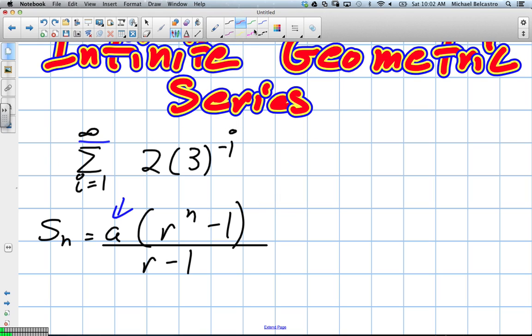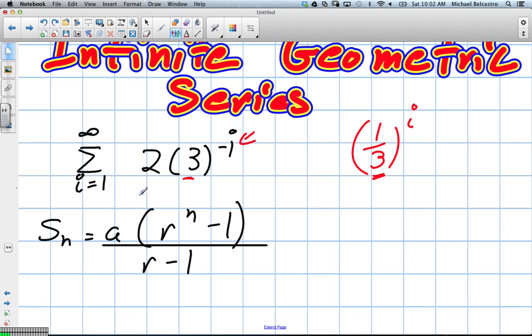Now, our R value could be deduced two ways. We can take a look at the exponent here. Because it's negative, we can turn it into a positive exponent by going 1/3 to the power of positive i, and that is going to be our growth rate. But our A term, now normally in an exponential function, this is what we're starting with, but we want to know what the actual term value is in this case.